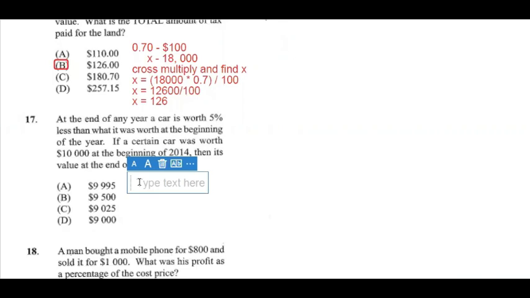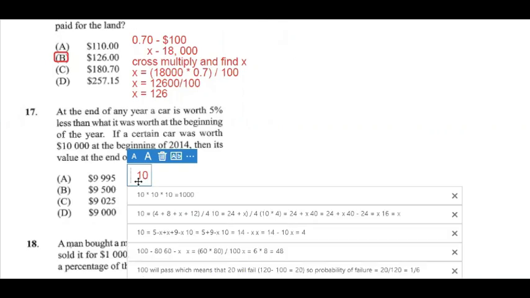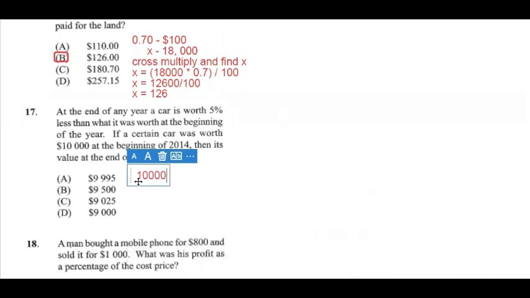So if at the start of a year a car is $10,000, which means that it was 100%, and at the end of a year it is worth 5% less, which means that at the end of the year it will be worth 95%. So it is 100% minus the 5% less that it is worth, and we're trying to find X, which is the dollar value amount of this car at the end of the year, which is 95%.